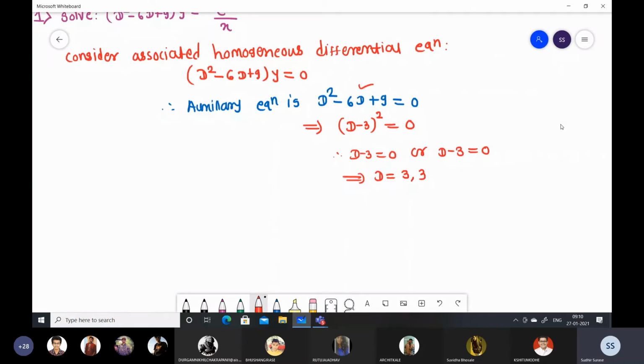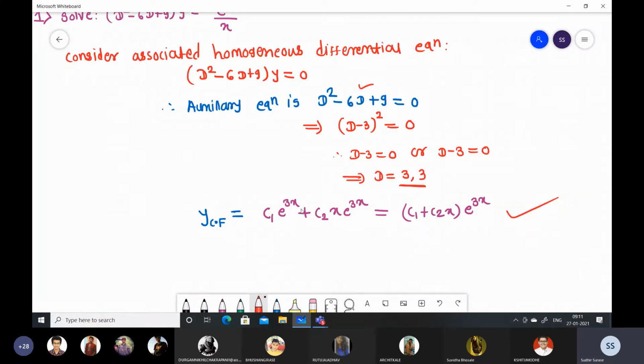So how to write the complementary function? How to write the solution of this associated homogeneous differential equation? Y suffix CF, CF stands for complementary function. Now we can see roots are real and repeated, therefore we have to follow case number 2. So that is C1 e to the power 3x plus C2 x e to the power 3x. You can write it this way: (C1 plus C2 x) taking e to the power 3x common. One and the same. So this is the complementary function.